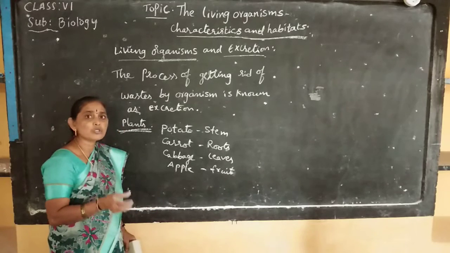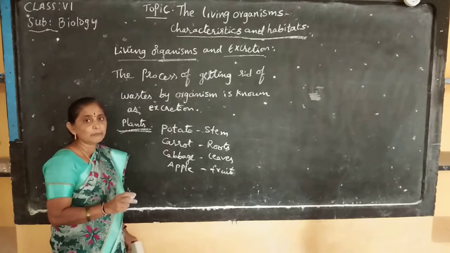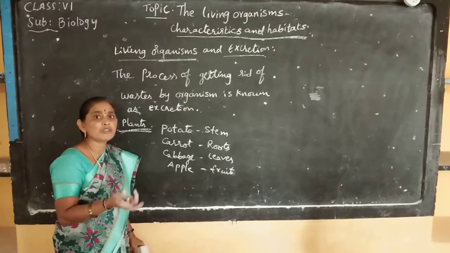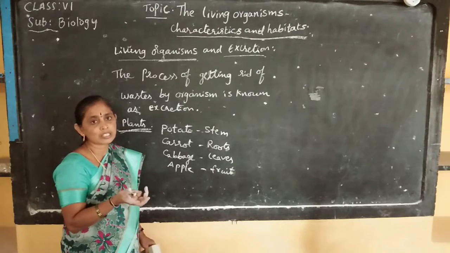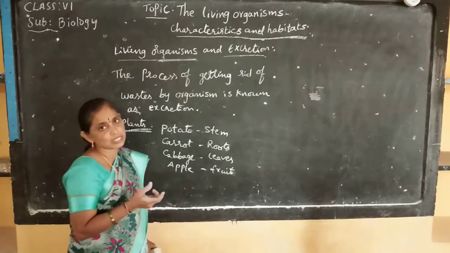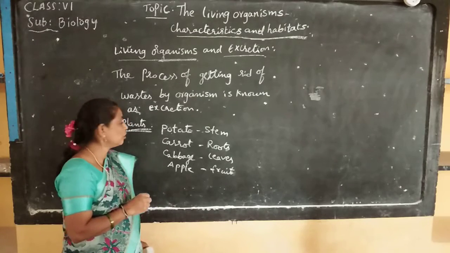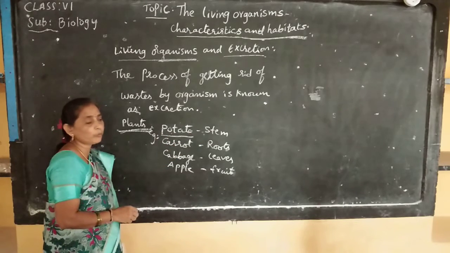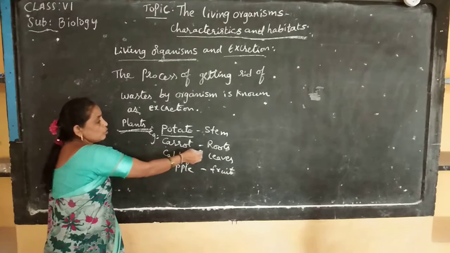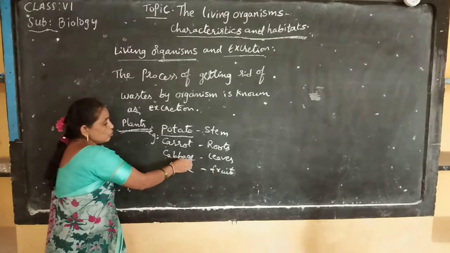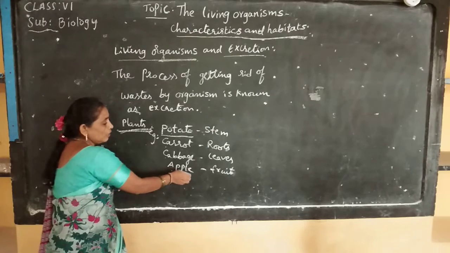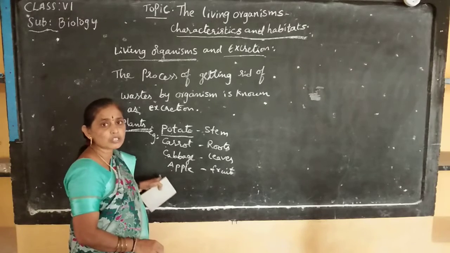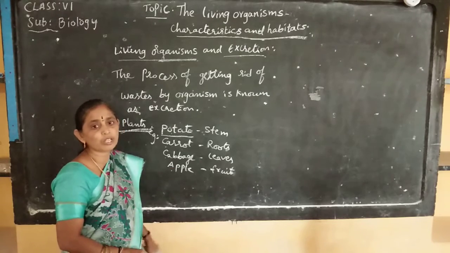Some plants store the wastes in different parts, but these wastes do not harm the plant. Some plants store wastes in different ways. Food is stored in roots. Cabbage stores food in its leaves. Apple stores food in the form of fruit. Different plants store food in different parts of the plant.